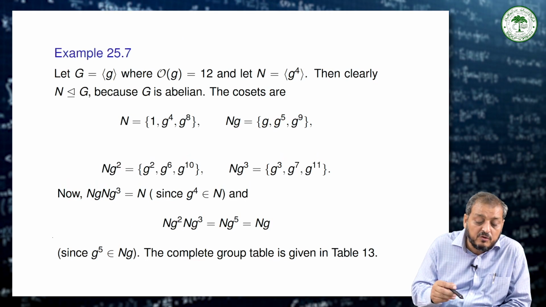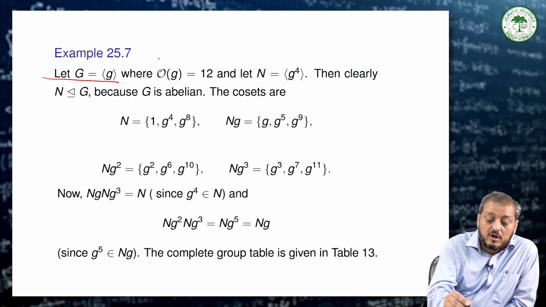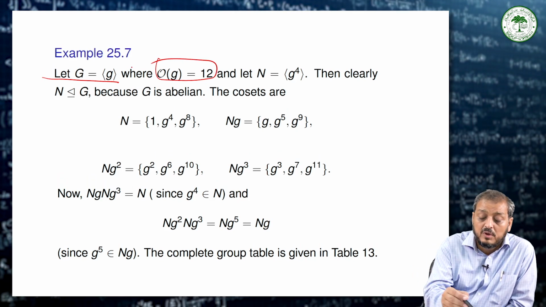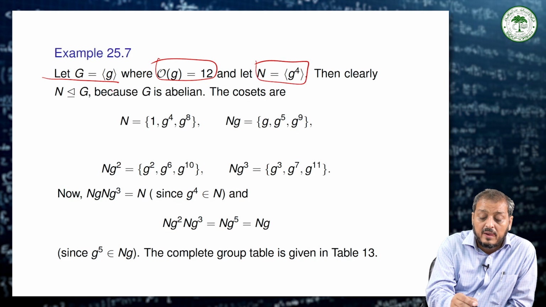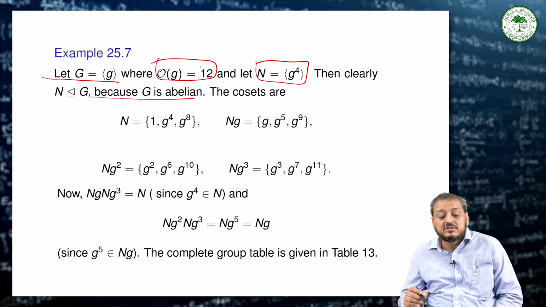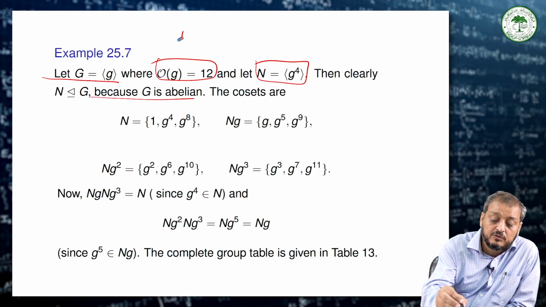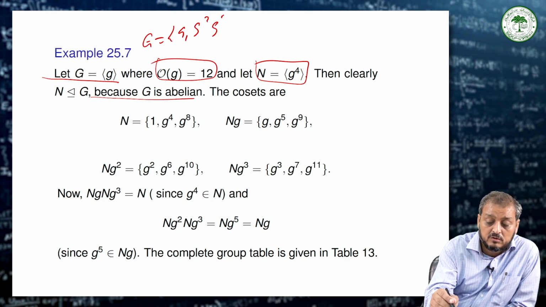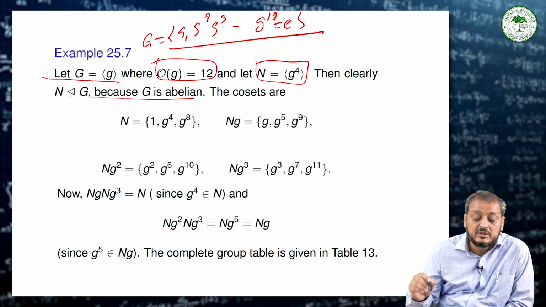So now let's try to find another example. Let G be a group generated by g, and the order of g is equal to 12, and we try to find out what the elements of the quotient group are. Because g is generated with order 12, the elements of G are the identity, g, g squared, g to the power 3, and so on, up to g to the power 12 equal to the identity. So this is the 12 orders.